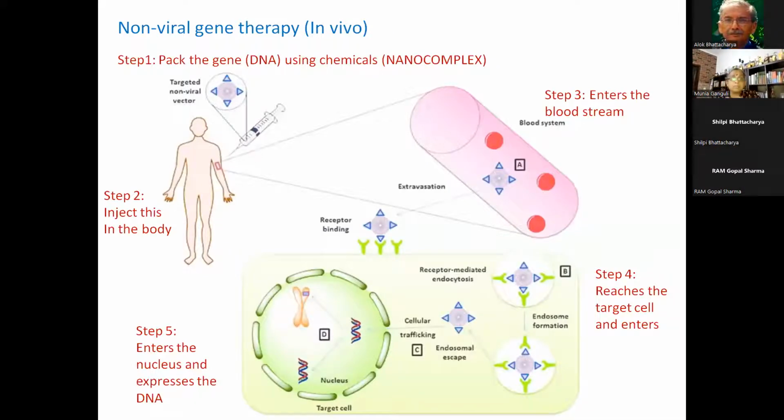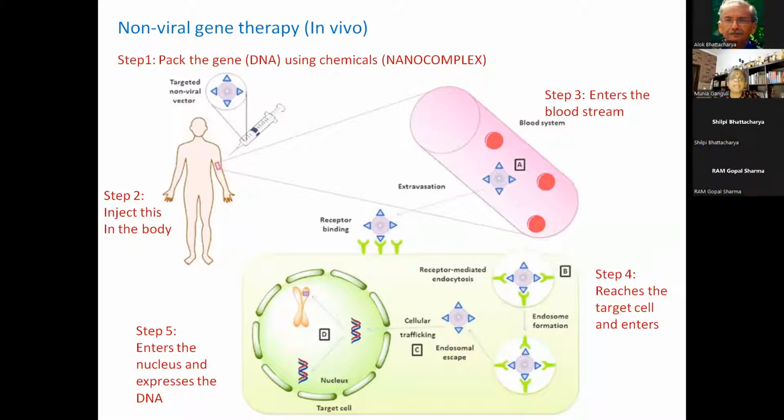Now let's look at the steps of doing this non-viral gene therapy. The first and most critical step is to package the DNA using different kinds of chemicals. These chemicals constitute the non-viral method. I will call the material that comes after packaging a nanocomplex. The DNA or the nucleic acid and the chemical are mixed in a certain way to form very small sized particles called nanocomplex. These are the ones that you inject in the body. They will then enter the bloodstream, reach your target cell, and then go to the nucleus and express the gene.